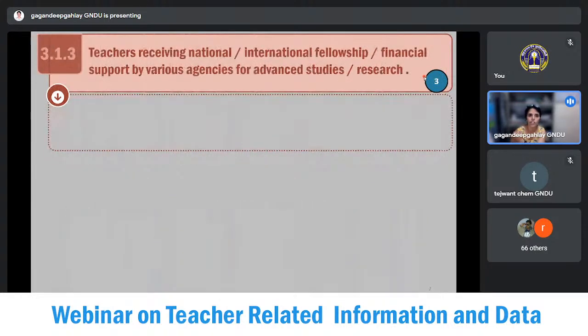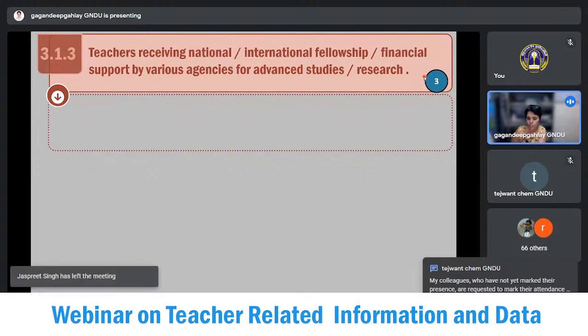And in the next question, section, I would say, section 3 is pertaining to the research, innovations and extensions. So the teacher's data related to research or any innovation or any extension activity which has been done by them is going to be asked here. So we are just looking at how well our research program is also undergoing in our university or in our educational institute. So in this question, we are talking about either a national fellowship or an international fellowship or any other financial support by various agencies which is given for advanced studies or research.